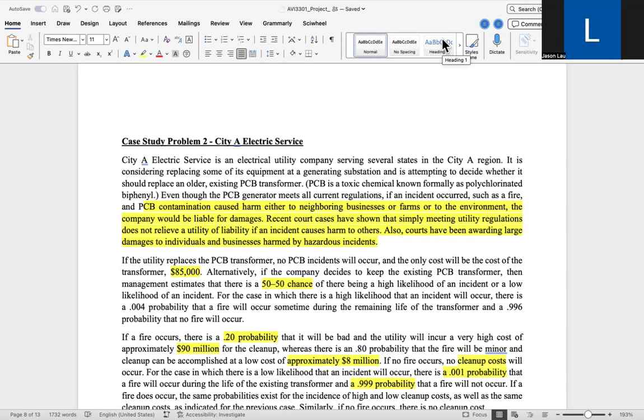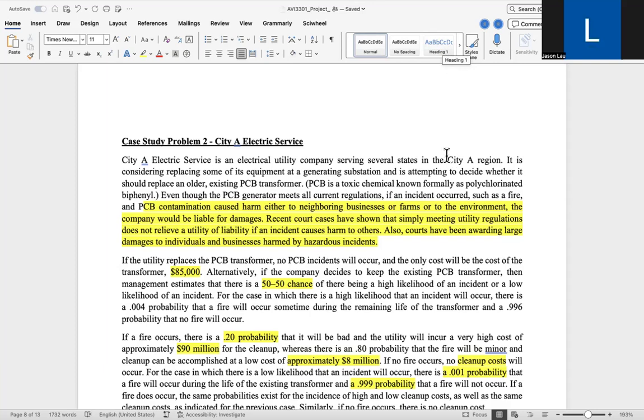PCB transformers, then they estimate 50-50 chances of the likelihood of consequences happening during incidents, related to damage, such as whether there is a fire or not. Speaking of which, my groupmate will talk about the decision tree diagrams.